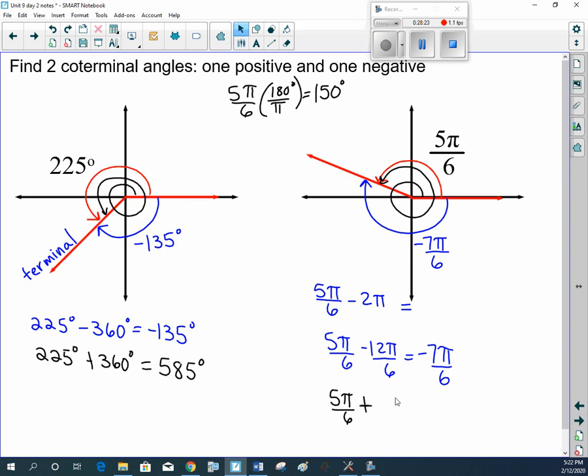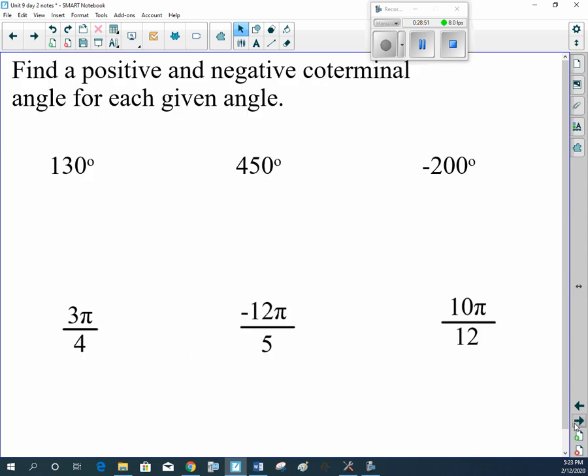So we're going to add 2 pi, and our common denominator would be 12 pi over 6. So that turns out to be 17 pi over 6. So those would be two coterminal angles. Remember, coterminal just means you share the same terminal side. And you can do multiple angle combinations. We won't do all of these, we'll just do one of each kind.